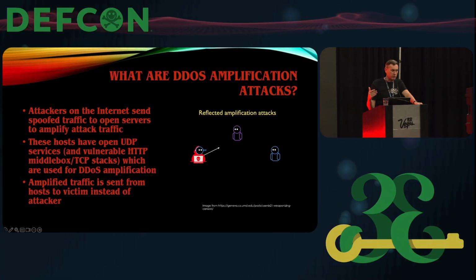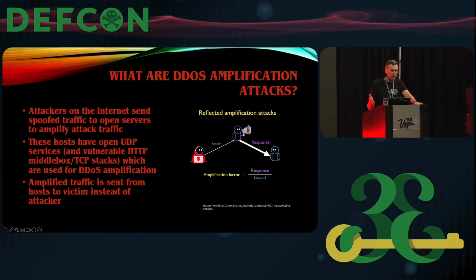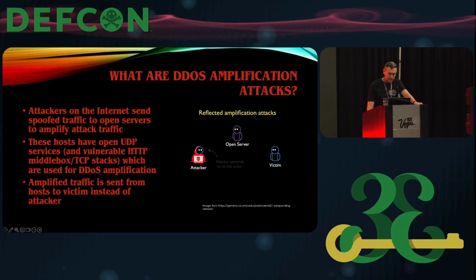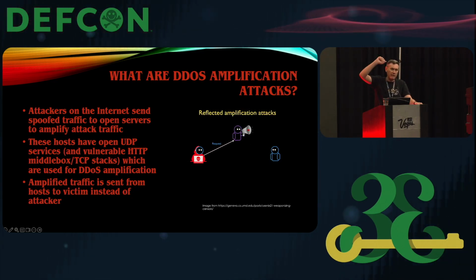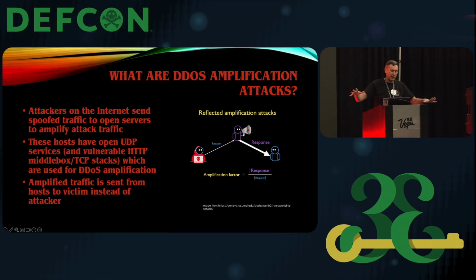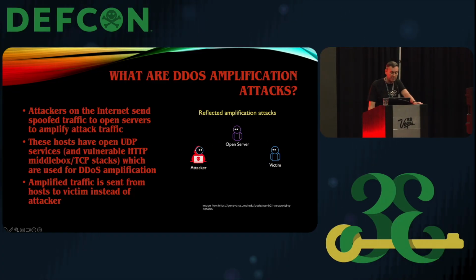There is a researcher named Christian Rossow who did a paper called "Hell of a Handshake," if you're interested in more details about that attack. So the attacker sends the spoofed traffic to these amplifiers, and then the amplifiers send the large volume of traffic down to the victim. And I have a nice animated picture of that, but you can't see it.